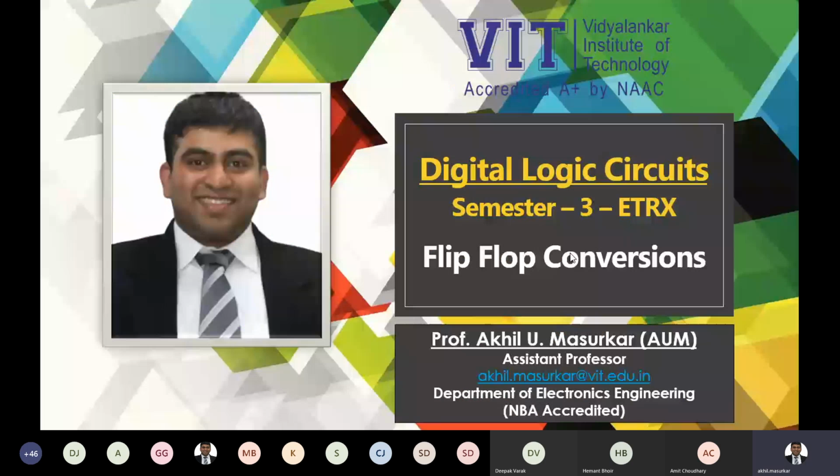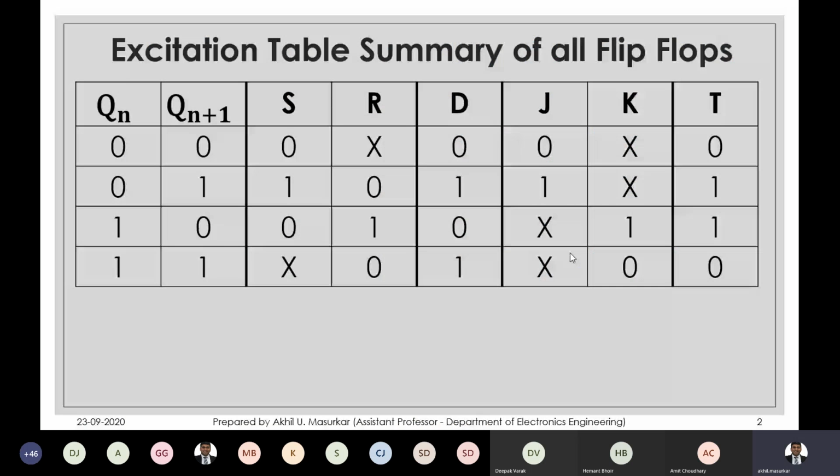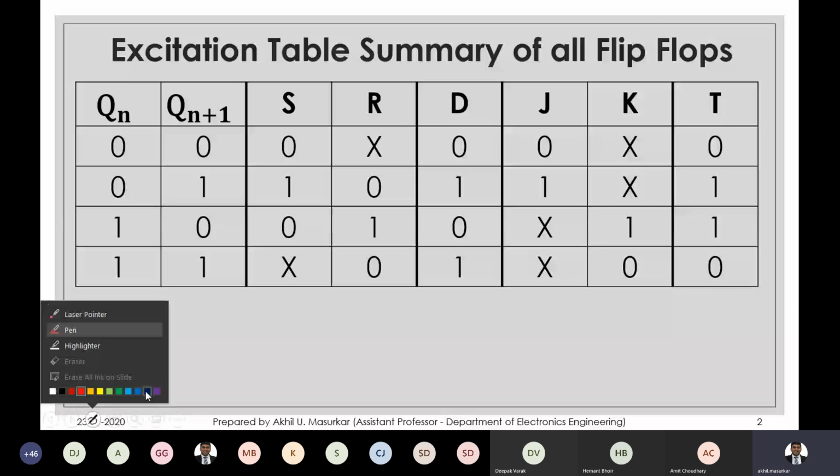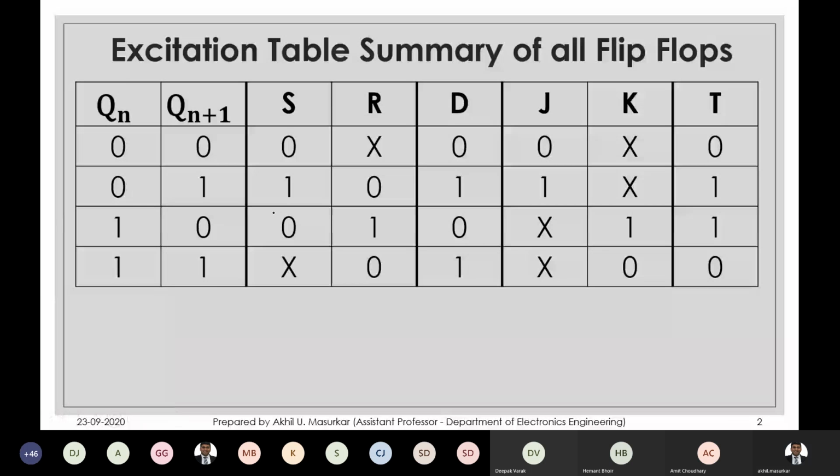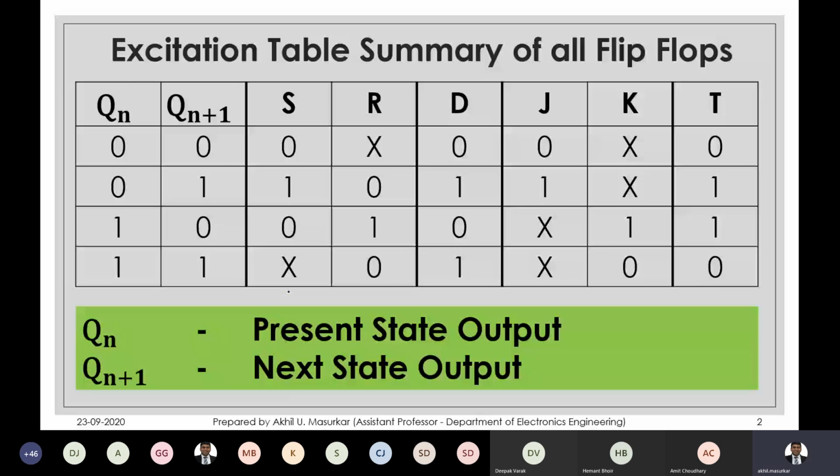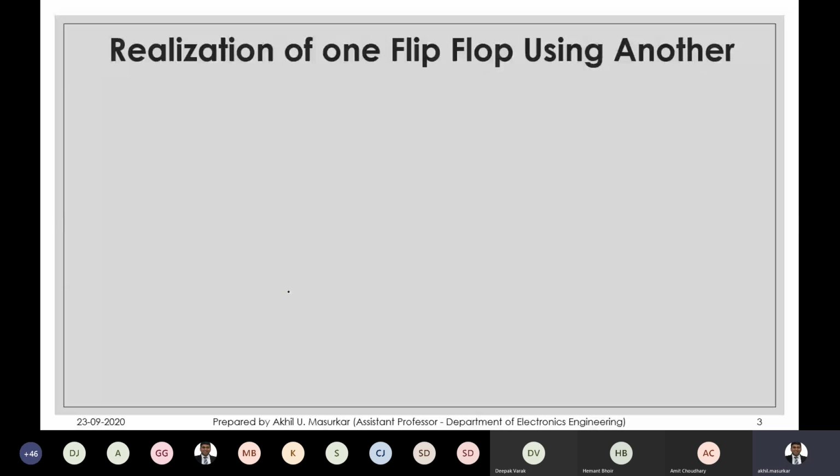Okay, so like I said, I have just added this slide of excitation table summary of all the flip-flops, because that is the fundamental of conversion of one flip-flop to another flip-flop. So let's see the procedure. Qn is present state, Qn plus 1 is next state, output. Realization of one flip-flop using another flip-flop.